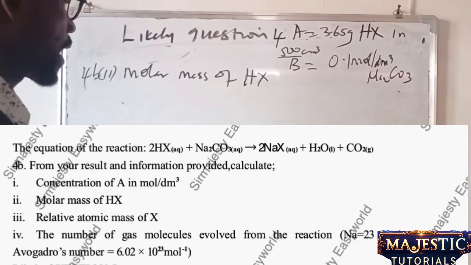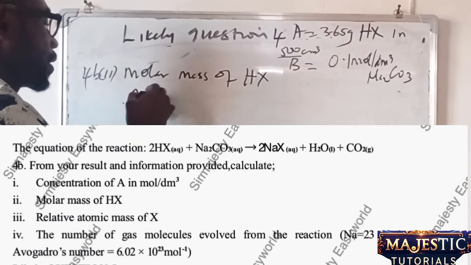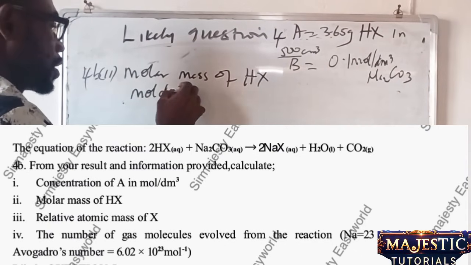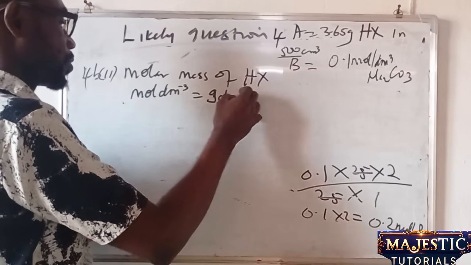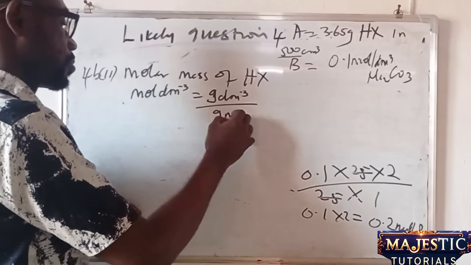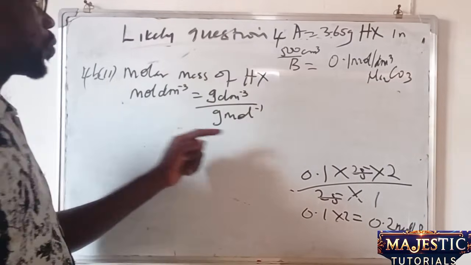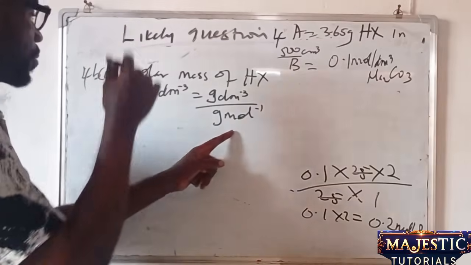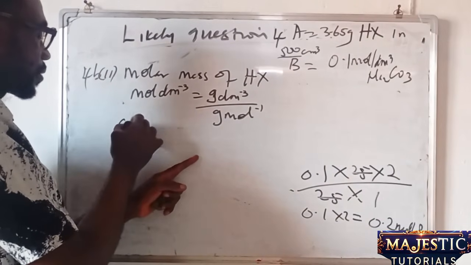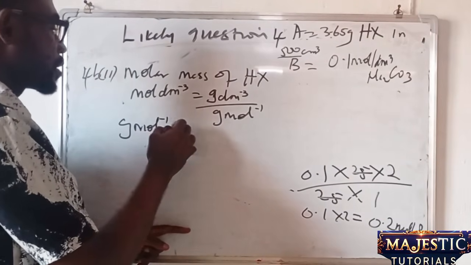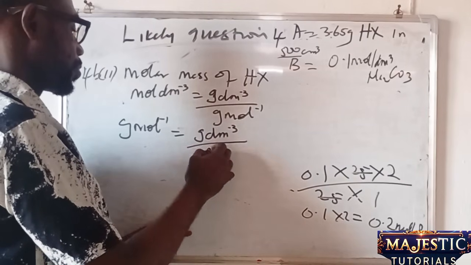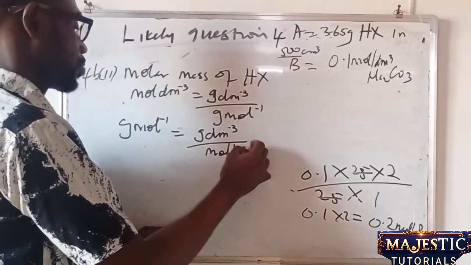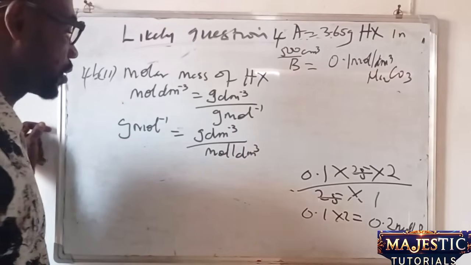This is where you now apply your mole per dm cube is equal to gram per dm cube all over gram per mole. We are looking for gram per mole because they say molar mass. So gram per mole is equal to gram per dm cube all over mole per dm cube. That is what it implies.